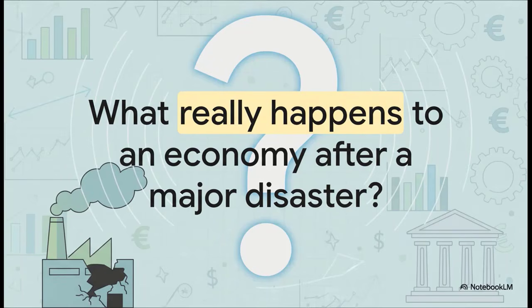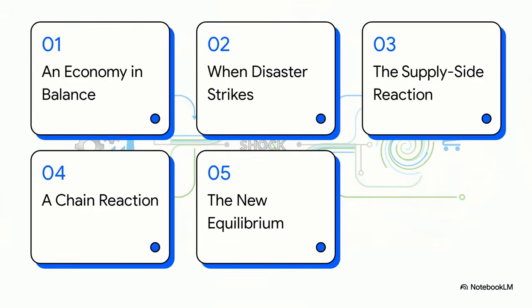So, have you ever stopped to think about what really goes on in an economy right after a huge disaster? Like a massive earthquake or a war. Well, today, that's exactly what we're going to dig into. And we'll be looking at it through the eyes of a really powerful and sometimes pretty controversial theory, the classical economic model.